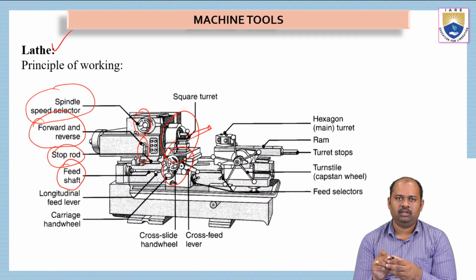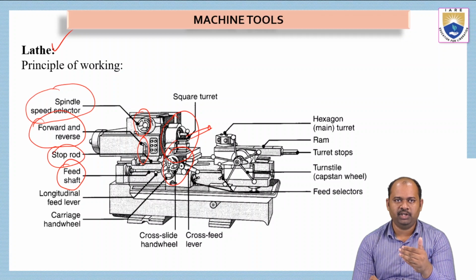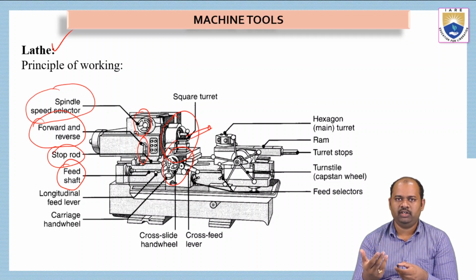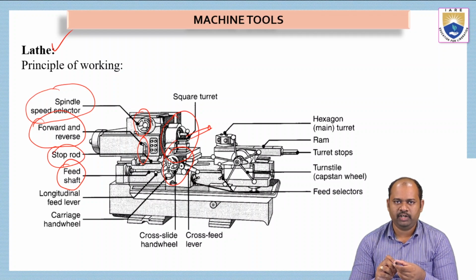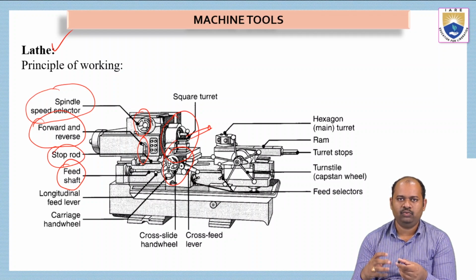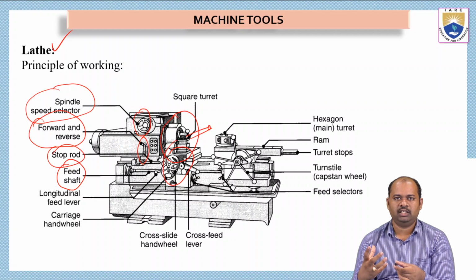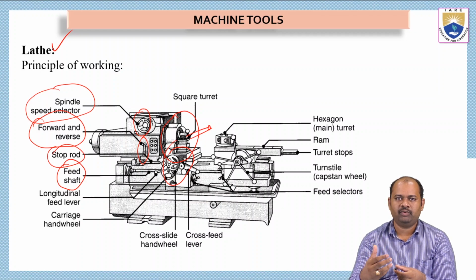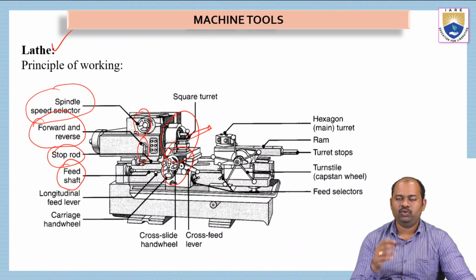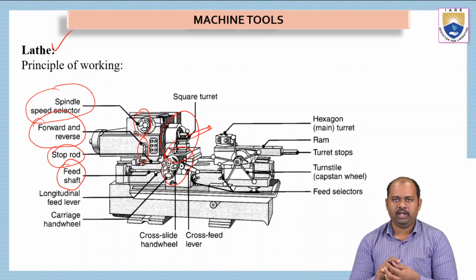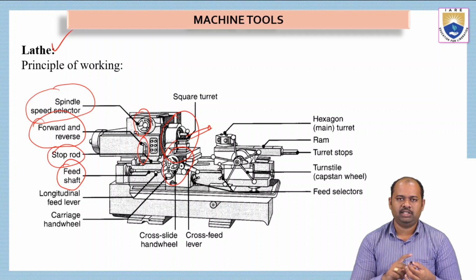This process is called chipping, where the chipping process will continue. When we want to give feed, that means when we want to move the tool forward, giving feed is nothing but removing more material from the rotating workpiece. There are two types of feeds. One is moving forward and another one is moving along the workpiece length.